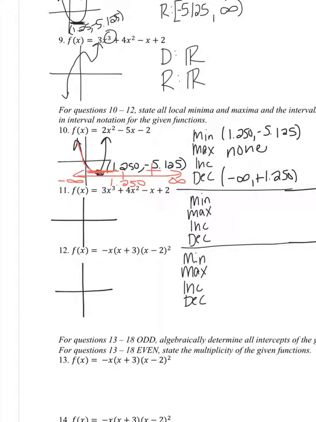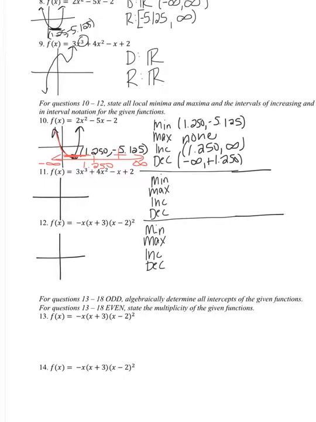And then for increasing, I'm increasing at 1.250 until infinity. Okay, and that's a basic one because, again, there's only one turning point. If you look at 11 and 12, for number 11, I could have up to 2 turning points. And then my degree on number 12 is going to be 4, because if I multiplied everything out, I would get x to the 4th. So that could have up to 3 turning points.